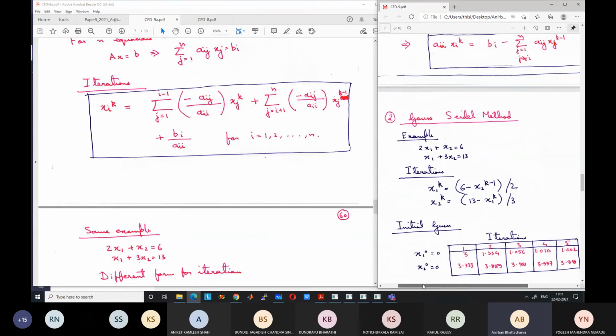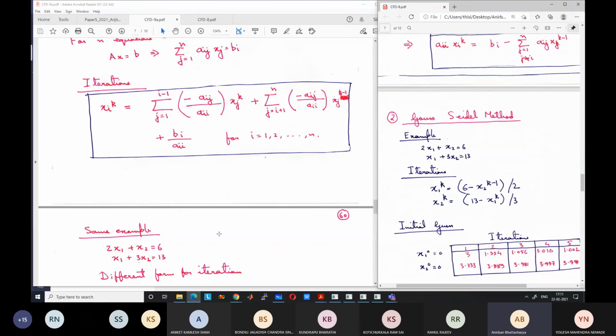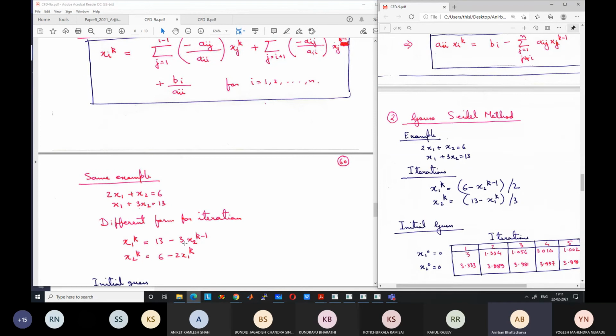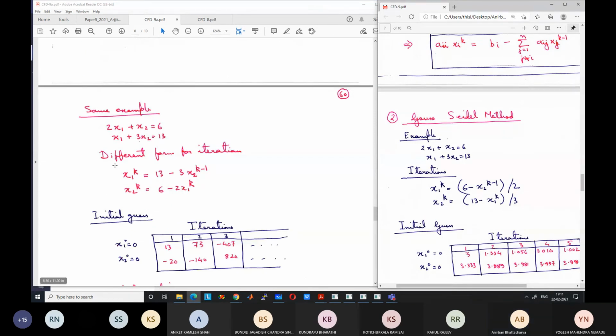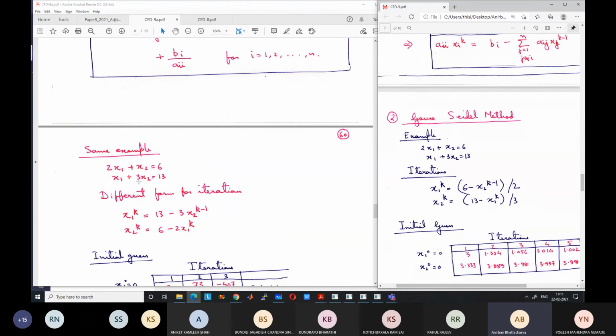I will show you the same example again, but we will formulate the equations in a different way this time. Same equations: 2x1 plus x2 equal to 6, and x1 plus 3x2 equal to 13. Same equations, same unknowns. Correct solutions are also the same, obviously, 1 and 4.